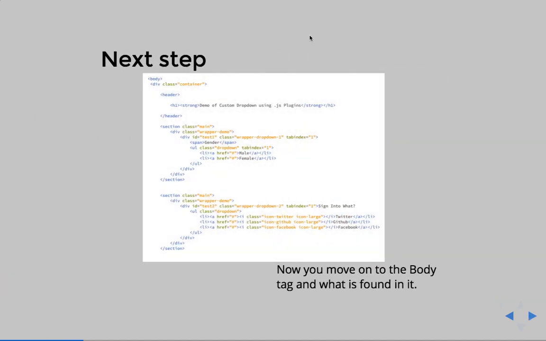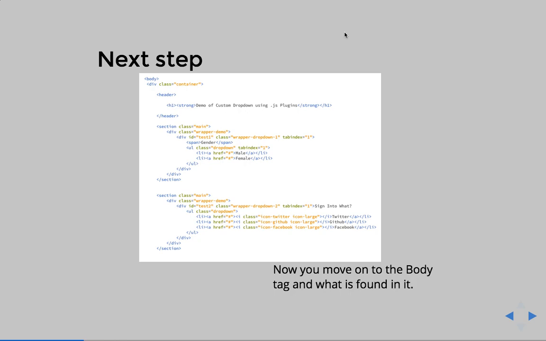Alright, the next step is we'll go ahead and move on to the body tag, and inside of that we got the div tag with the container class. You got your header in here. Now obviously none of this portion is necessary to make the code work for what this is about anyway, and it's the drop down. The part that matters is all of this.